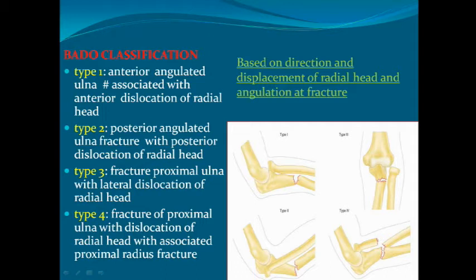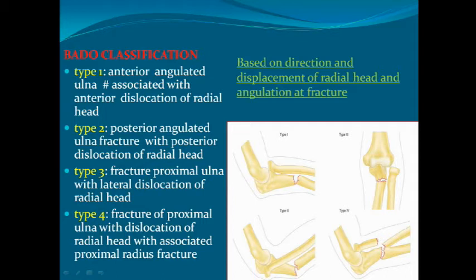Ulna angulates anteriorly. This is anterior side, this is posterior side. So here the fracture is angulating anteriorly with anterior dislocation of the radial head. This is the radial head, it has dislocated anteriorly. So this is type 1.